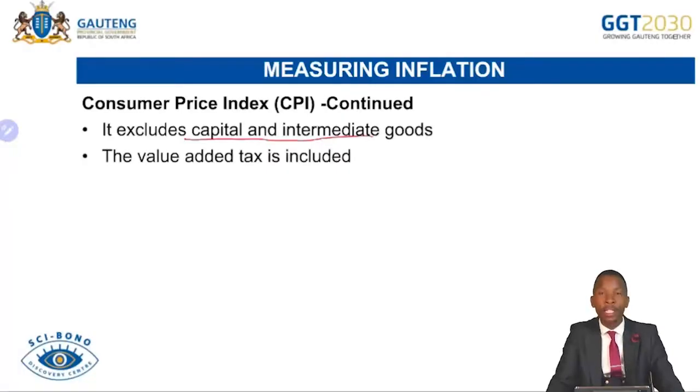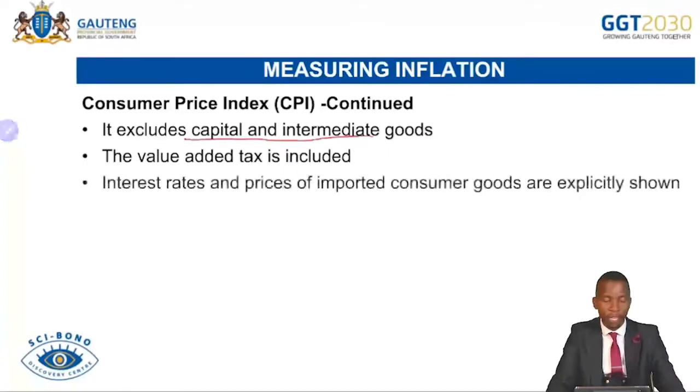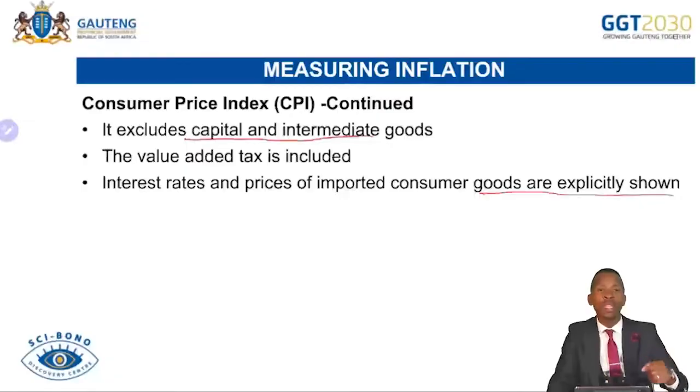The value-added tax is included. We know that consumers normally buy goods and services within the market at the market price, where there's an effect of the value-added tax. The interest rate and prices of imported consumer goods are explicitly shown, because consumers are the ones that most interact with the interest rate. Within the banking sector, they take loans and buy goods and services produced with capital borrowed from commercial banks, which carries interest rates. And consumers also demand goods and services from other countries.